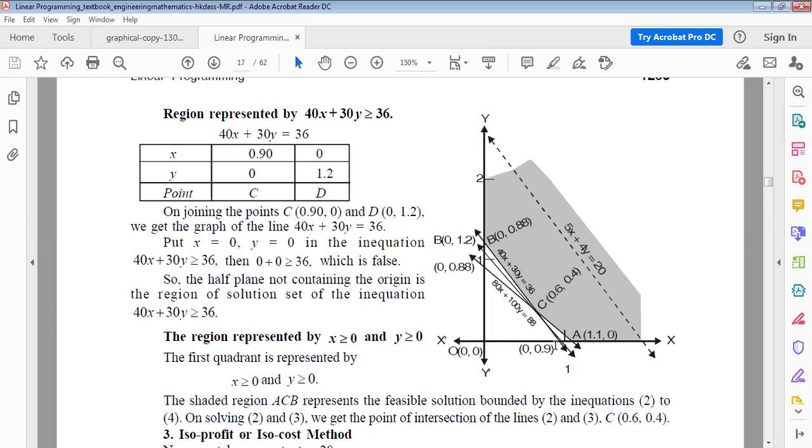Just joining this, we get 40x plus 30y equal to 36. And this is the C point, the intersection point. This is the greater than or equal to sign, which is why the shaded region will be on the side opposite to the origin. There are 3 points, A, C, and B, which are the corner points.